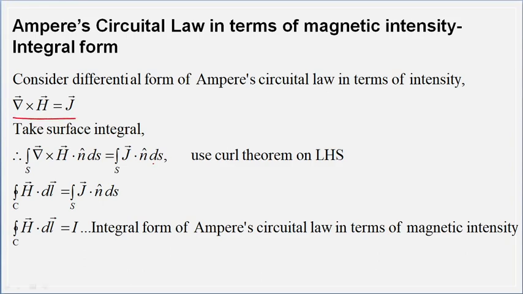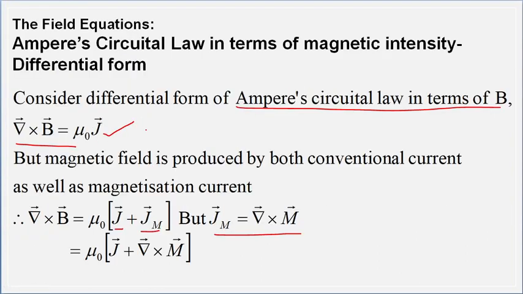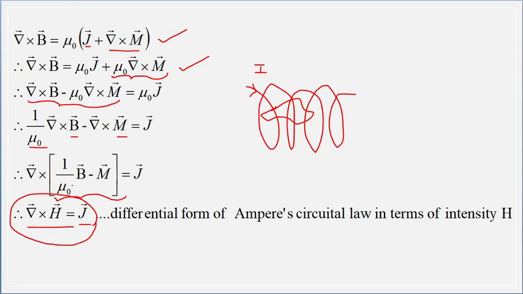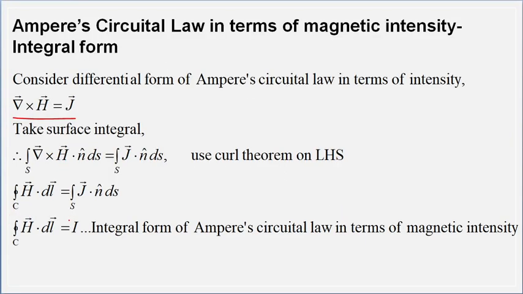Then we have found this differential form. We will try to write it in terms of the integral form, just like Ampere's circuital law. Earlier in the previous chapter we first studied the integral form and then we got the differential form. First we wrote the integral form, that integral of B dot dl equal to I. So that was the integral form, and now this is a differential form. In the same way, what we have first found here is a differential form in terms of H. Now we will find the integral form.